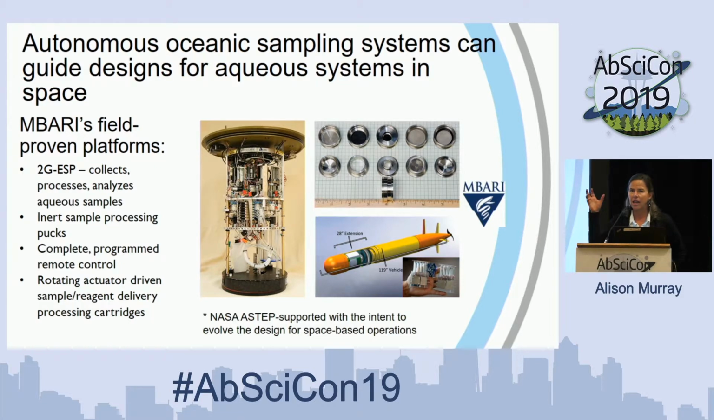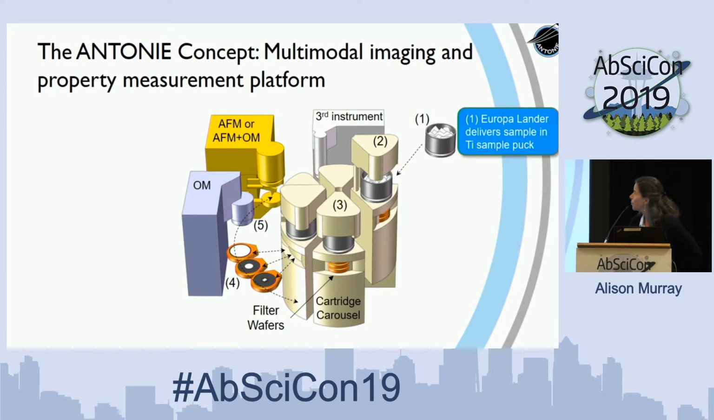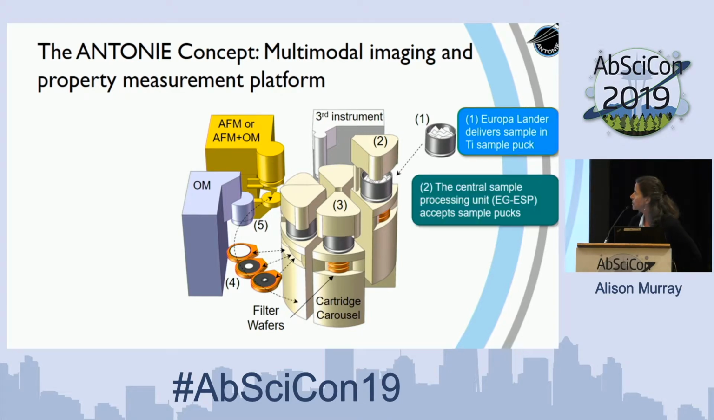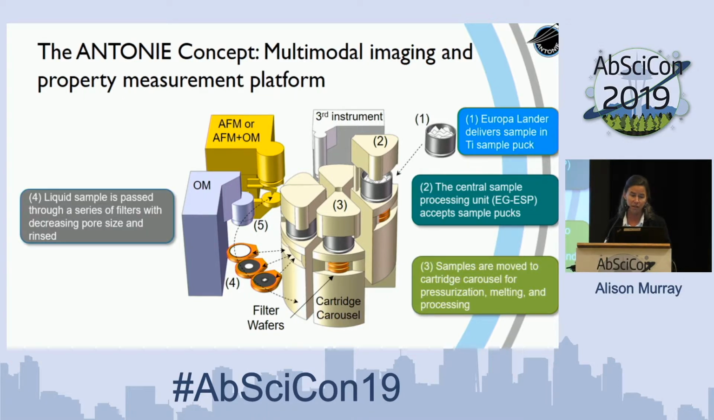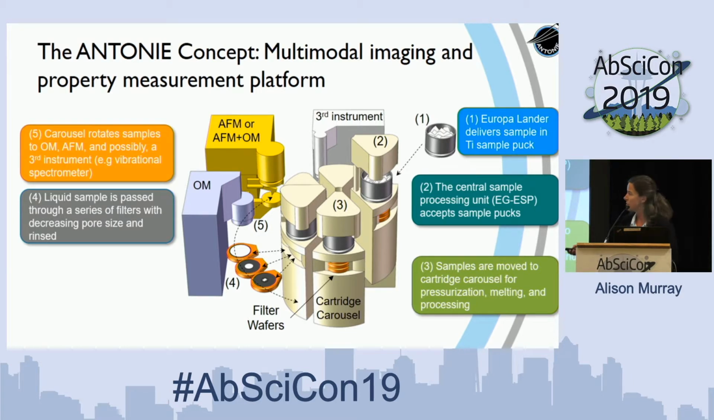So we have adopted elements from both of these designs into the concept for ANTONIE, in which the titanium puck would be delivered to the instrument. The central processing unit here would then accept the sample, pressurize it in order to be able to melt it without adding heat, or very much heat, and then it would be passed through different screen sizes. Those samples can then be rotated and passed by an optical microscope, an AFM, and potentially a third instrument that is on the lander.